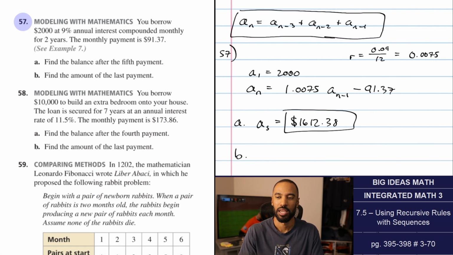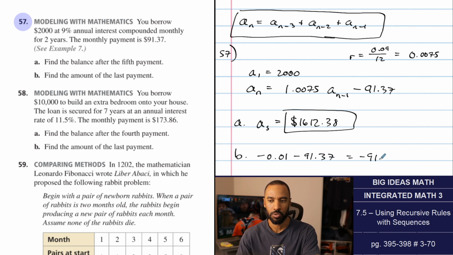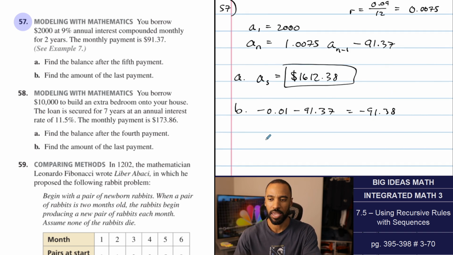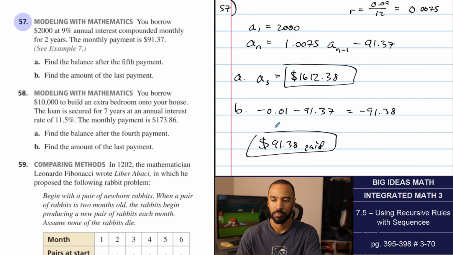So the last payment is going to be that 91.37 minus, is that how we'd say it though? I guess the minus is what we're always subtracting. So let's take that number minus 91.37, and that's negative 91.38. That means the amount of the last amount paid is 91.38. 91.38 paid on last month, the 24th month.